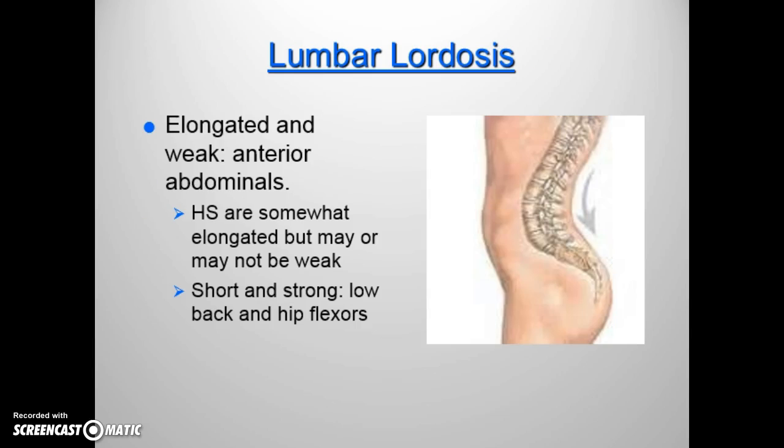Here's just a picture of lumbar lordosis, so you can see how the anterior abdominals are weak, the hamstrings are somewhat elongated, but they may or may not be weak, and low back and hip flexors are short and strong.